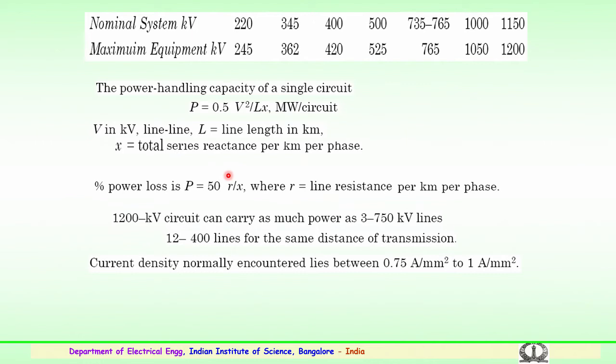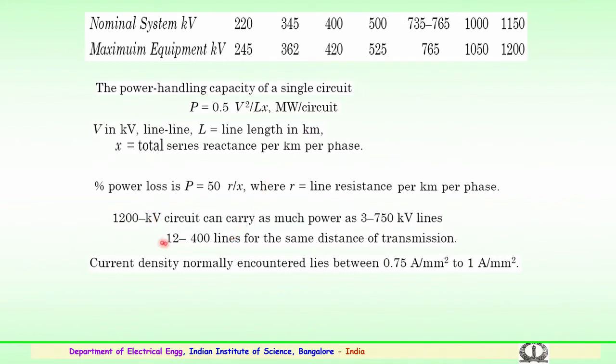So, very important. This is the simplest formula where you can estimate the power handling capability either for a single or a double circuit, though there is a change in case it is a double circuit. This formula is for the single circuit power handling capability. Here the total percentage power loss P is defined as 50 R by X, where R is the line resistance per kilometer per phase.